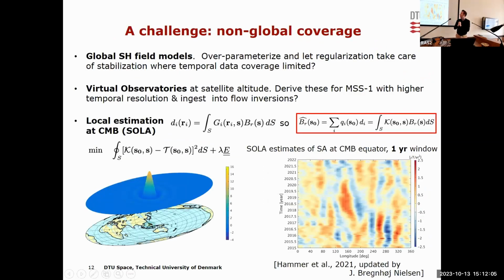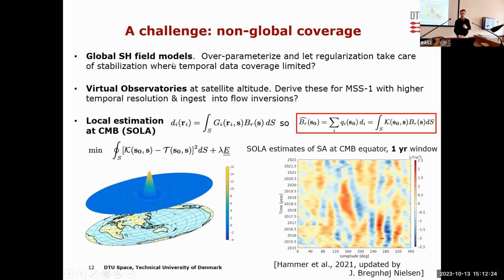A final point I'd like to raise is that we won't have full global coverage because of the MSS-1 orbit, right? So how are we going to handle that? We might have a better temporal description of the external fields, but more at mid and low latitudes. So there's a few approaches here.